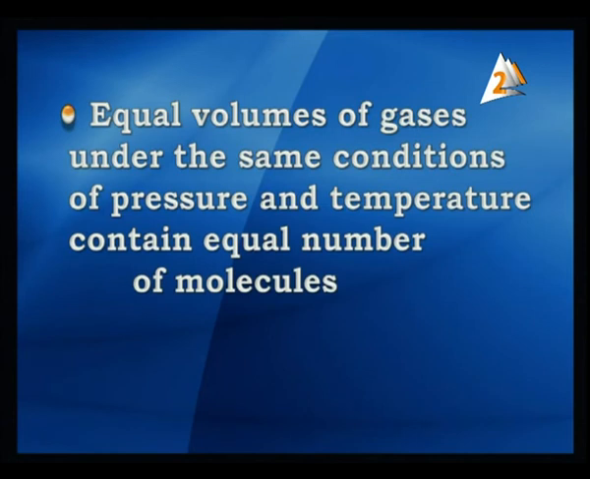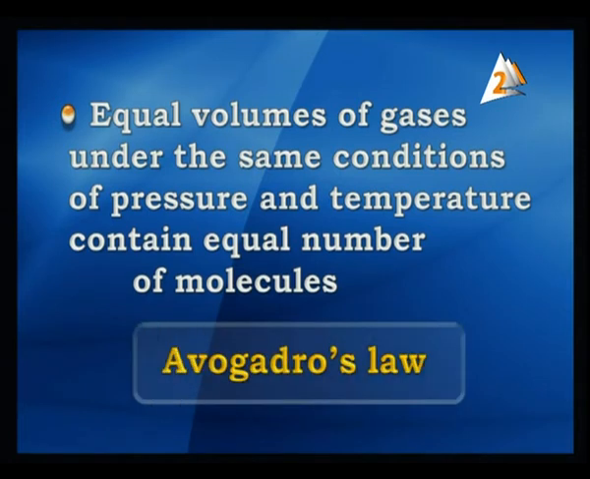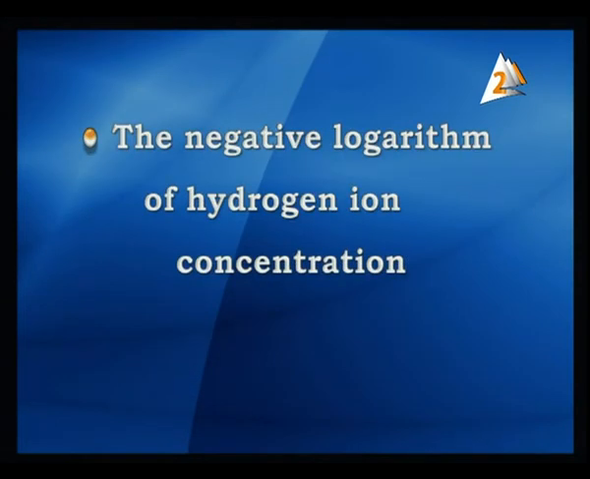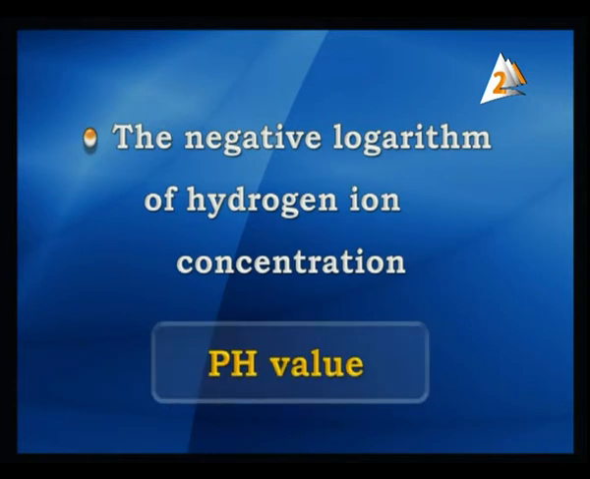Equal volumes of gases under the same conditions of pressure and temperature contain an equal number of molecules. What is the answer? It's Avogadro's law. Good question. Now, the negative logarithm of the hydrogen ion concentration. What does this mean? Sure, we can say pH value.